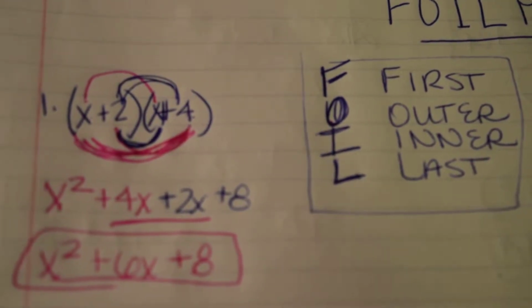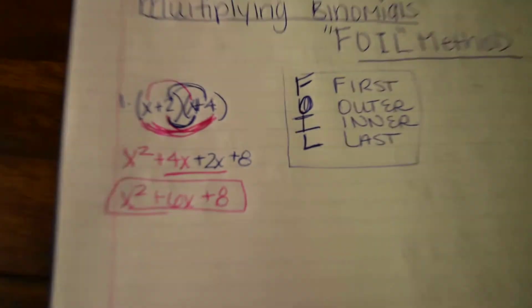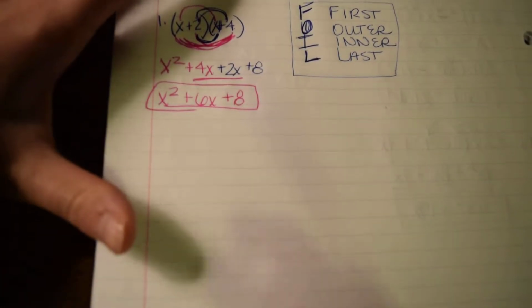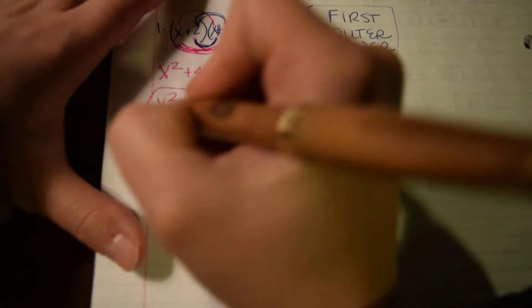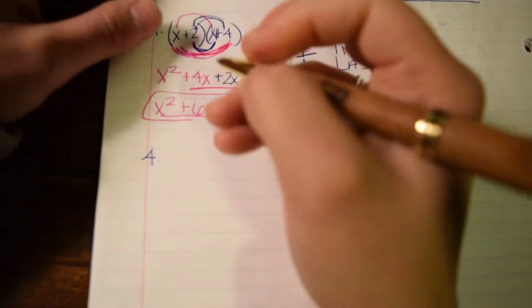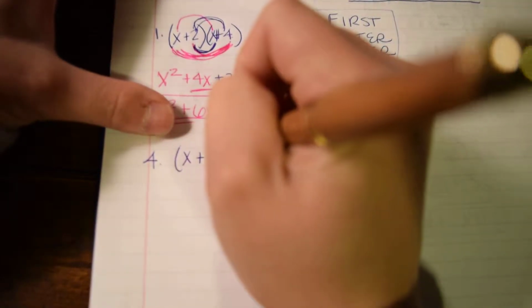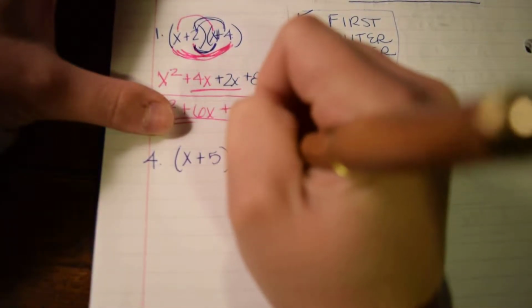So that one was a bit of a mess. Trial and error. Let me do a second problem that will hopefully be a little bit more clear. Looking at number 4 on that paper handout that I have, it says x plus 5 times x minus 2.